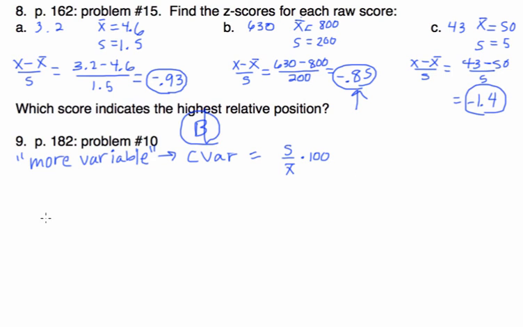So we will do our textbooks. Standard deviation was 5, mean was 16, times 100 to turn it into a percent, and you get 31.25. We will round that to the nearest tenth of a percent.